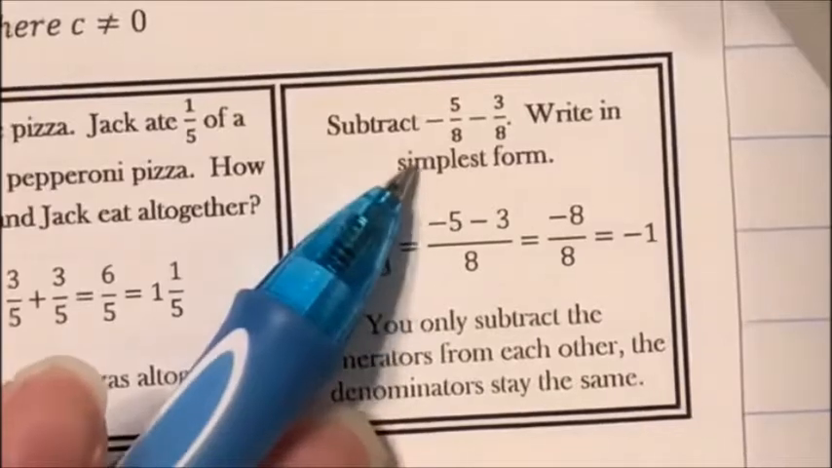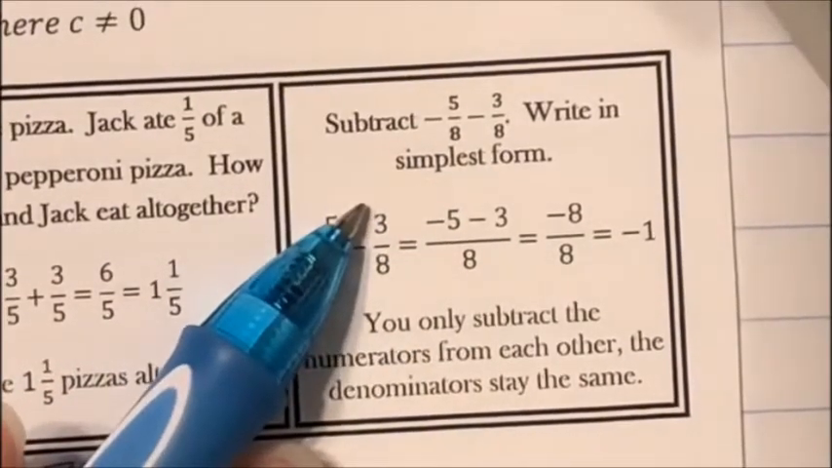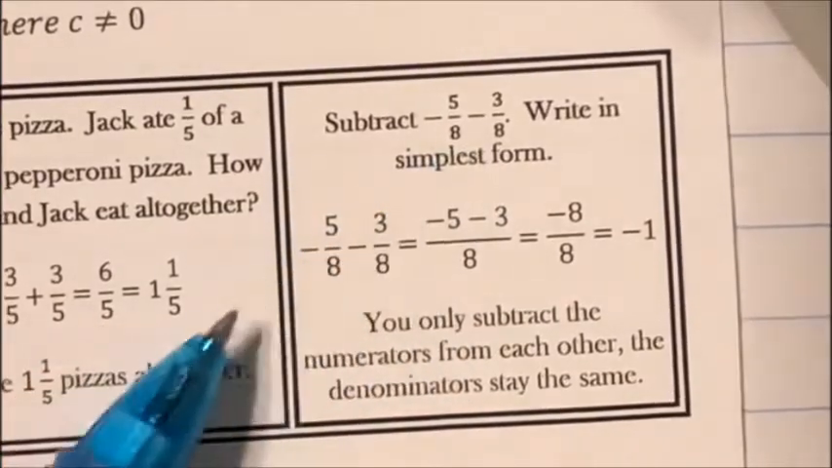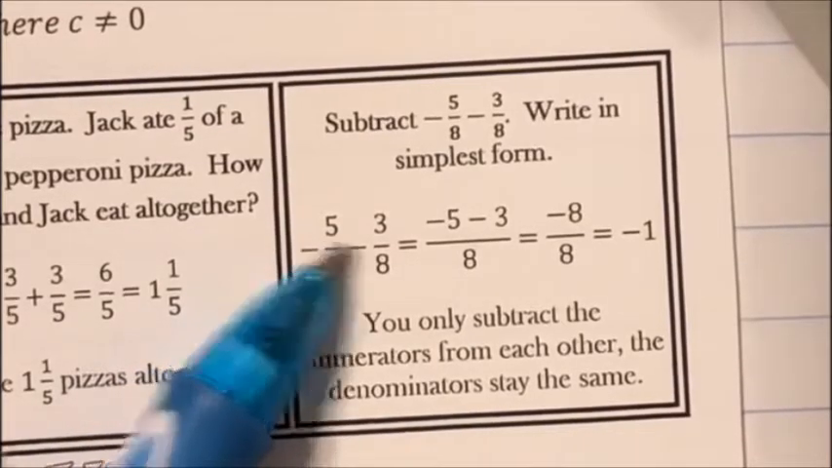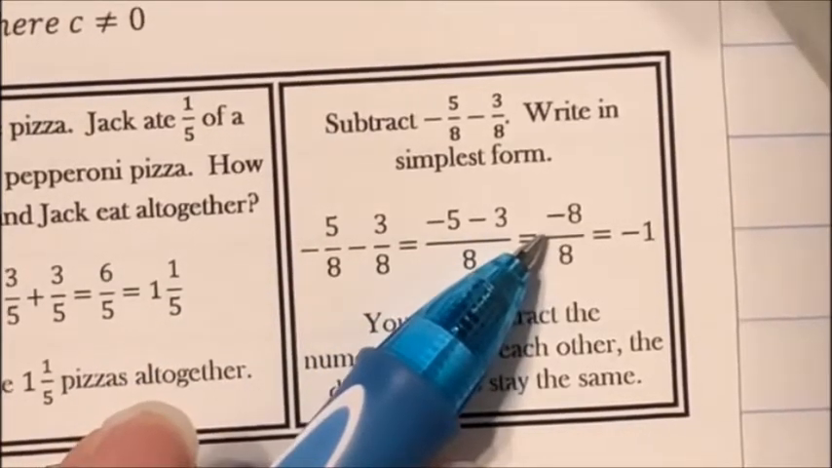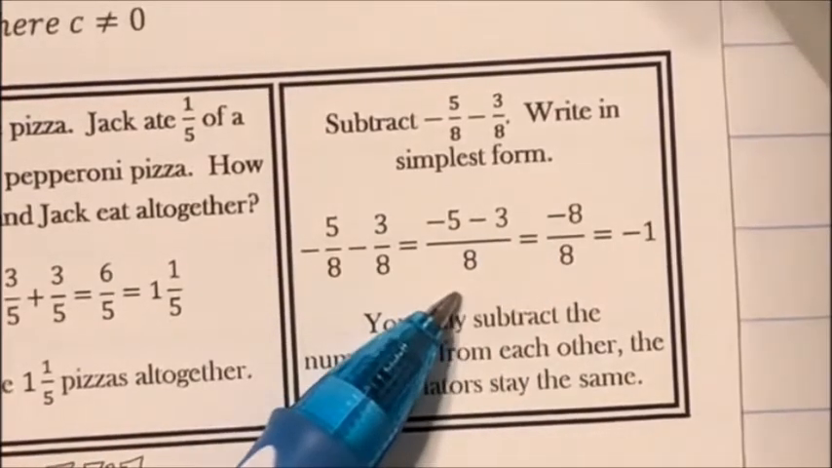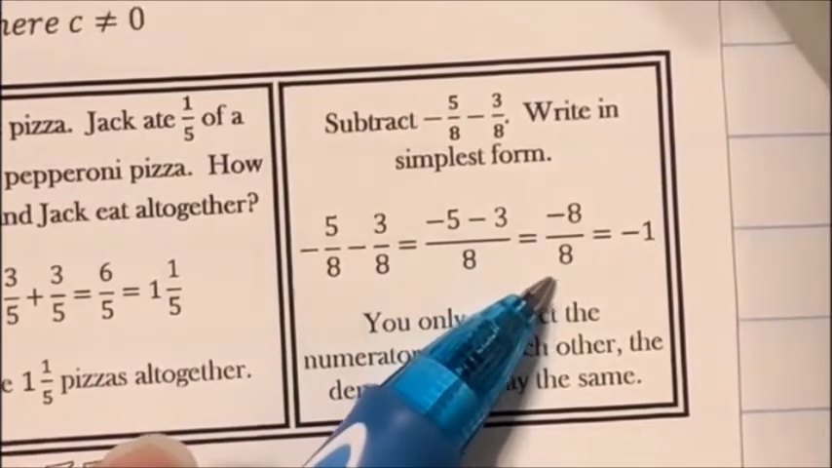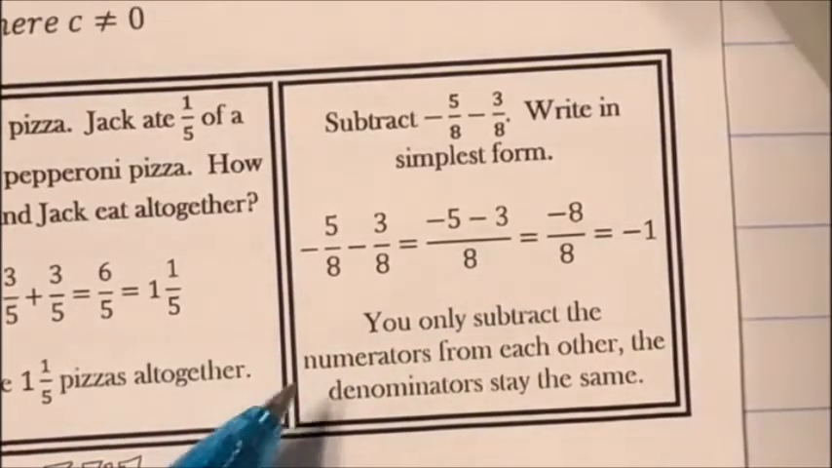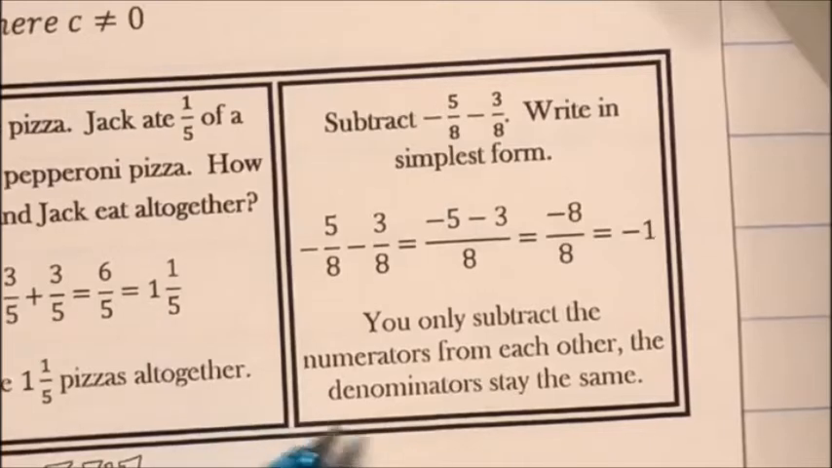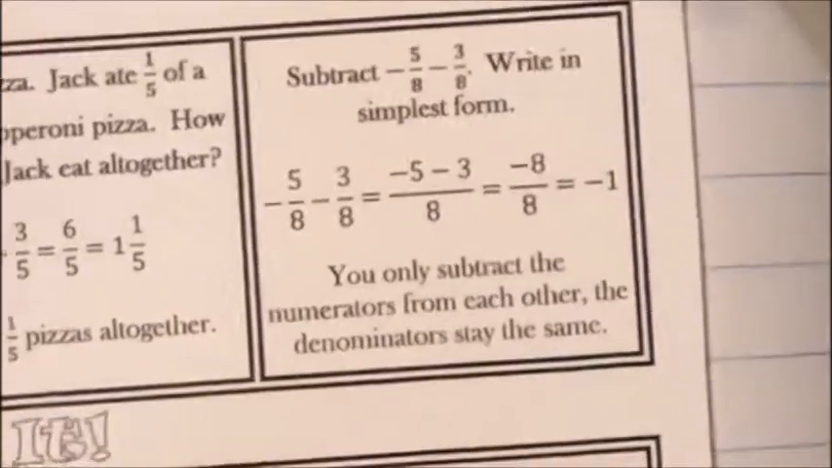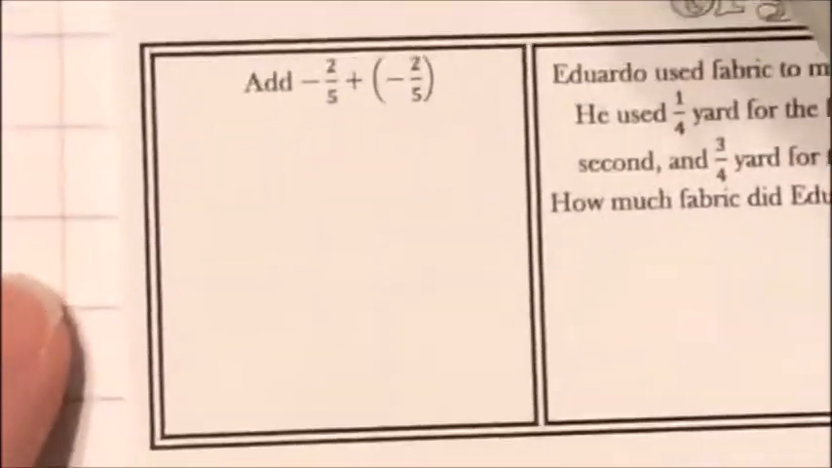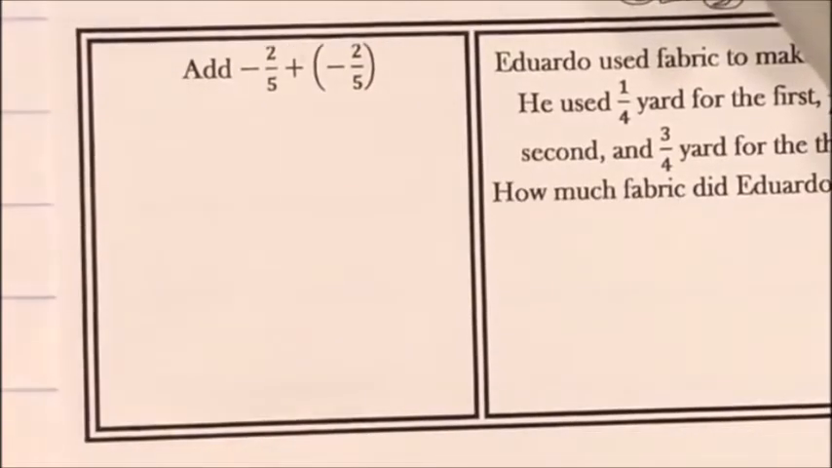Okay. The third problem I have is subtract negative 5/8 minus 3/8, write in simplest form. So again, like denominators, so they're like fractions, I just subtract the numerators. Negative 5 minus 3 gives me negative 8. My denominator is 8, so I have negative 8 over 8, which simplifies to negative 1. Again, you only subtract the numerators from each other. The denominators stay the same. Okay, there are a couple of try it problems on this page. Go ahead, pause the video, try them out, and when you're done, we will go over the answers together.